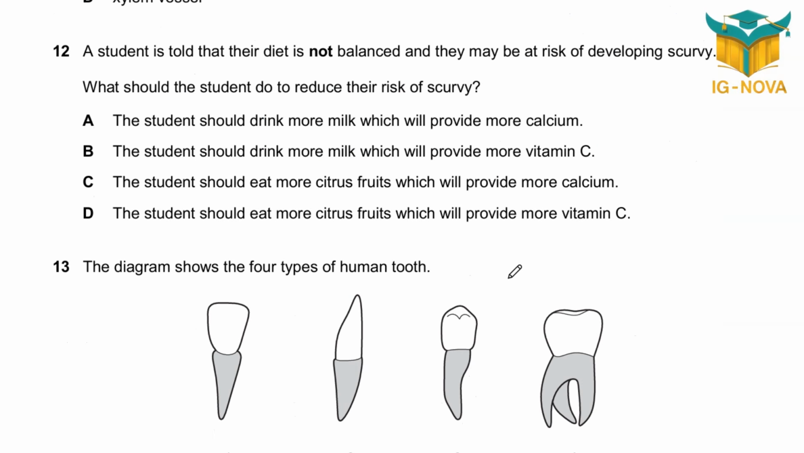A student is told that their diet is not balanced and they may be at risk of developing scurvy, gum bleeding. So we need vitamin C. We need vitamin C, don't forget. So should drink more milk? Milk is not a source of vitamin C. Milk is a source of vitamin D and calcium. Source of vitamin C will be fruits like citrus. So D.